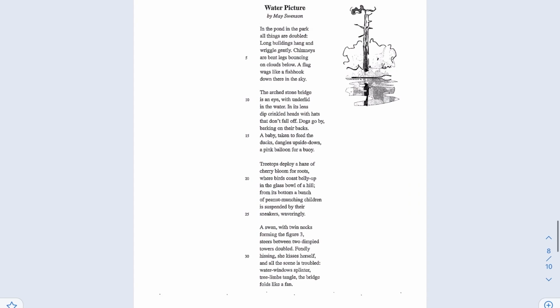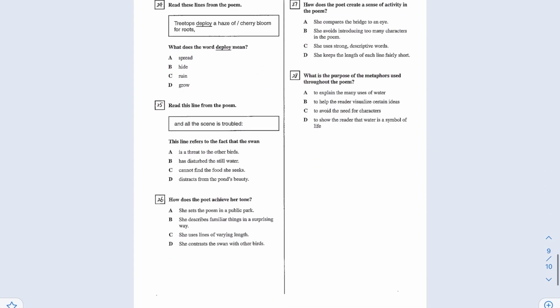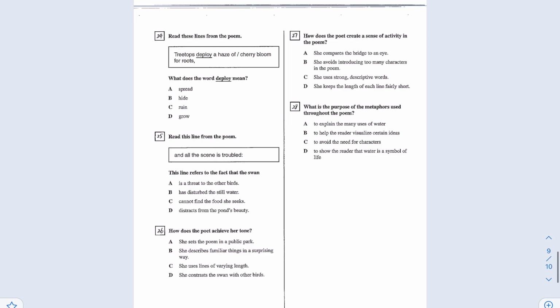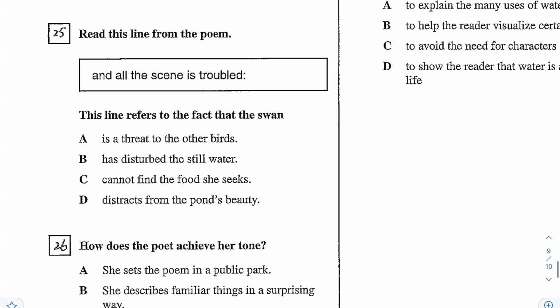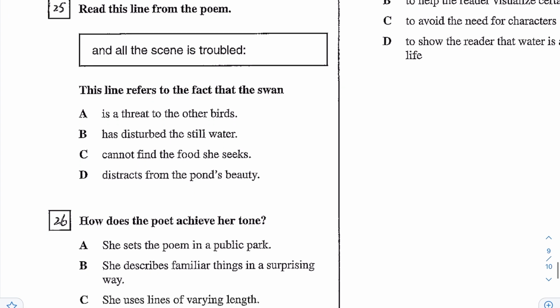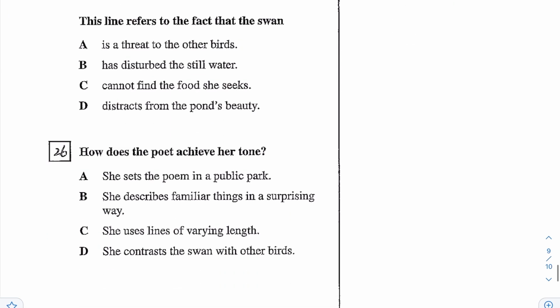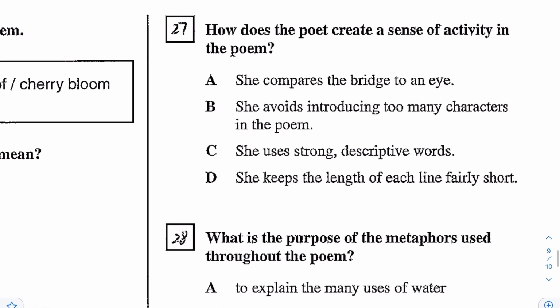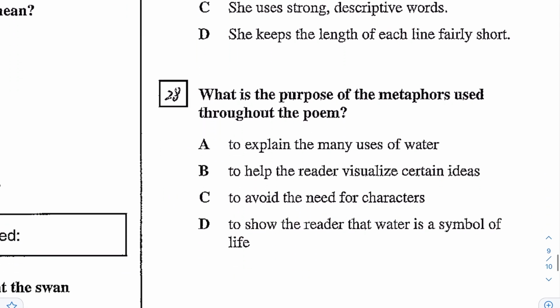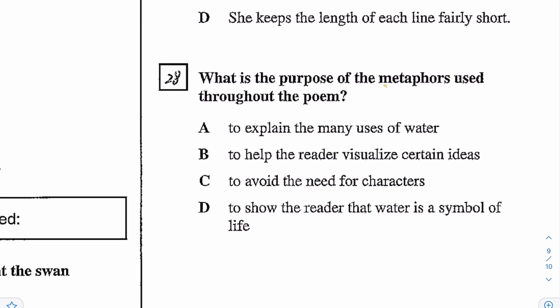Next, we have this short poem. And again, kind of preview the questions here. So, treetops deploy. So, gotta look for the word deploy. And then all the scene is troubled. It talks about a swan. And then the poet looking for tone. The tone's kind of like how she's presenting this information. And then how does the poet create a sense of activity? So activity means like motion, just like action.